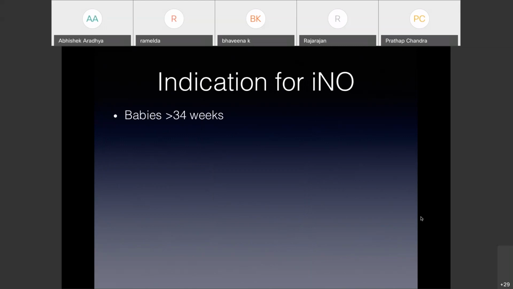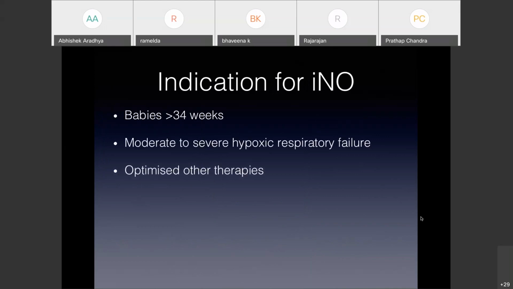I think there is already a talk coming up about nitric oxide usage in preterm babies. You start using nitric oxide when there is moderate to severe hypoxic respiratory failure and you have optimized all the rest of the therapies as I suggested: recruitment of the lung, good usage of boluses, antibiotics, surfactant, and you have used inotropes and vasodilators. When all else to optimize therapy is still not working, then you use nitric oxide.